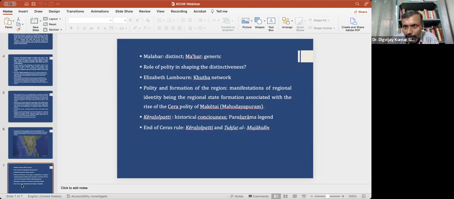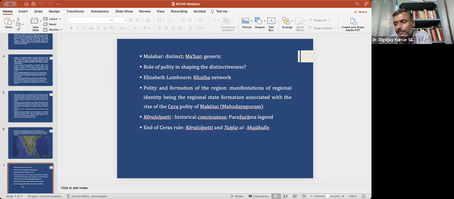And this will bring us to the second question that I said I will be focusing on today. That is, how do we look at the evolution of Kerala as a region and the political processes that were considered to be a definitive hallmark, that is, the rise of the regional state in the form of the Cheras, as a definitive hallmark of the growth of a regional identity in Kerala from the 9th century onwards.